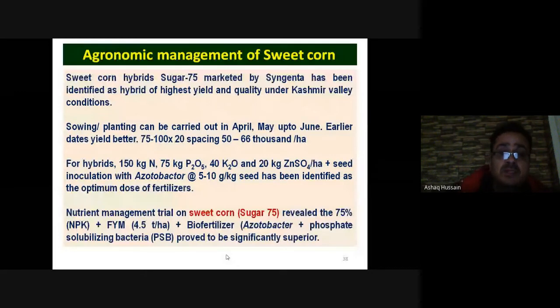So it requires 150 kilograms of nitrogen, 75 kilograms of P2O5, and 40 kilograms of K2O, plus 20 kilograms of zinc sulfate, and further 5 to 10 tons of farmyard manure should also be supplied. If fertilizer is also given to this crop, then it will be of additional benefit.